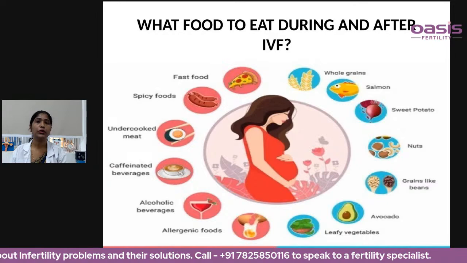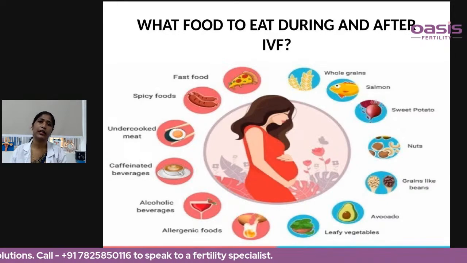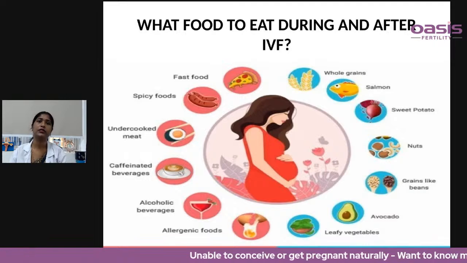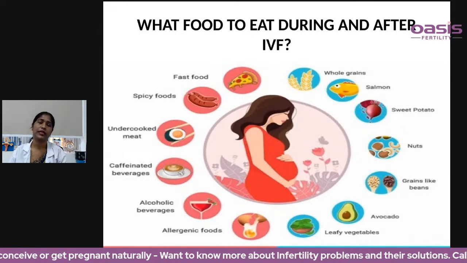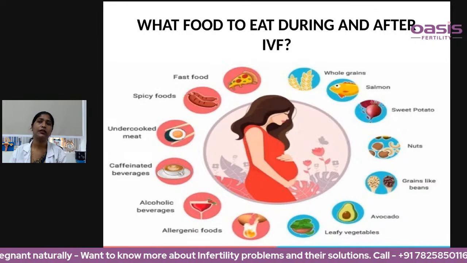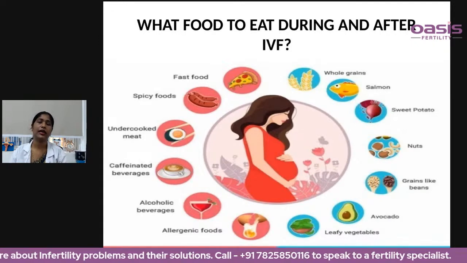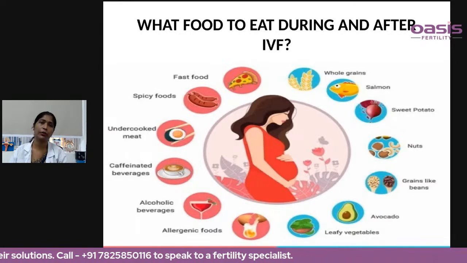So what type of food do you eat during and after? This is around the IVF cycle and also around the embryo transfer. It is important that you take a well-balanced, healthy diet. You need to ensure that micronutrients, all vitamins and minerals are going inside your body. So food like whole grains, good fish like salmon, sweet potato, nuts and berries, avocado, leafy vegetables, and fruits. These are the things which you need to incorporate in your diet.